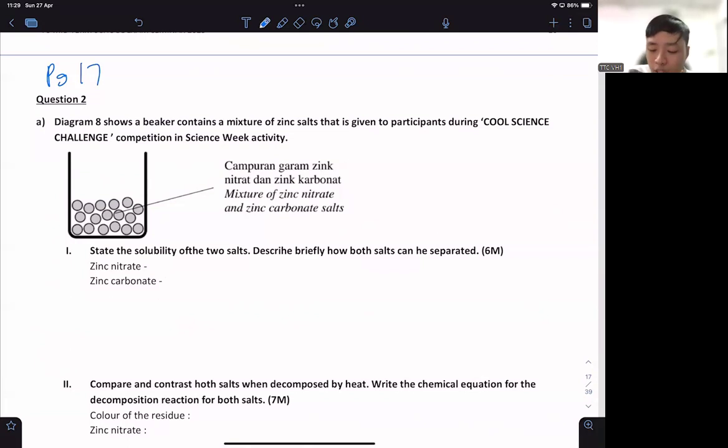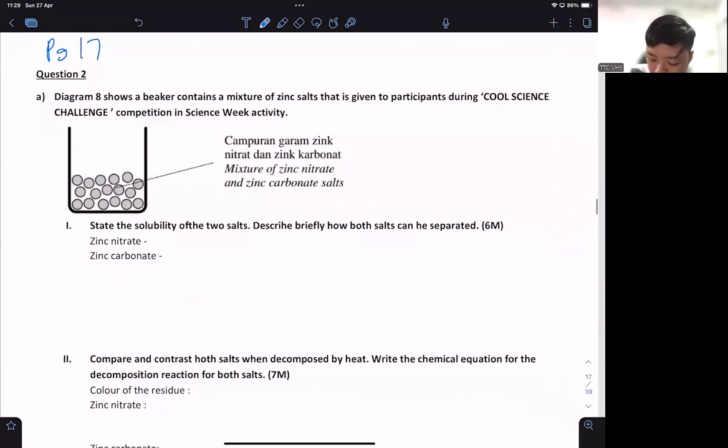They mix zinc nitrate and zinc carbonate together. State the solubility of the two salts. Describe how the salts can be separated. Okay, so is zinc nitrate soluble or insoluble?